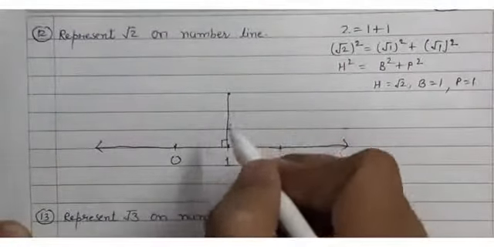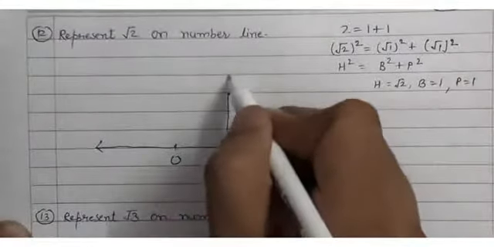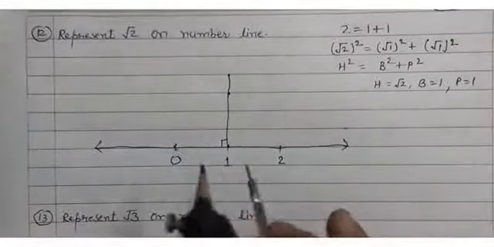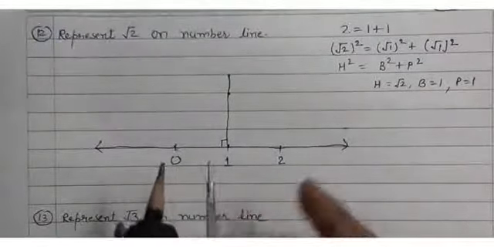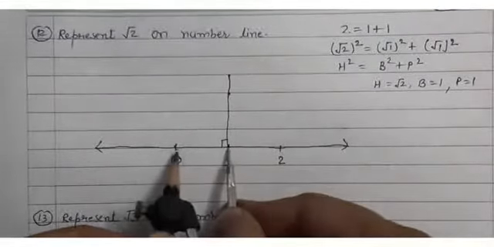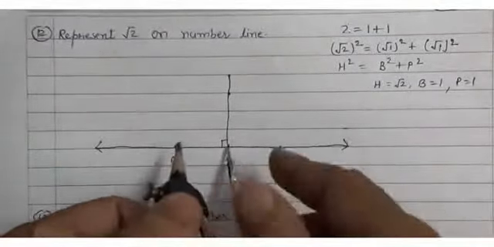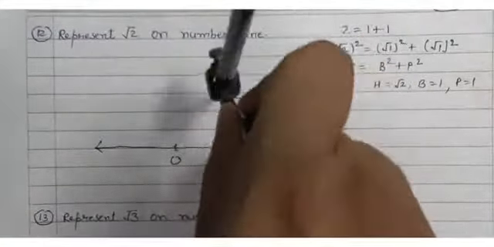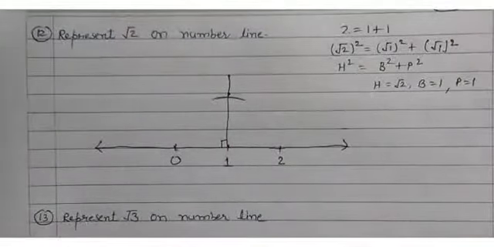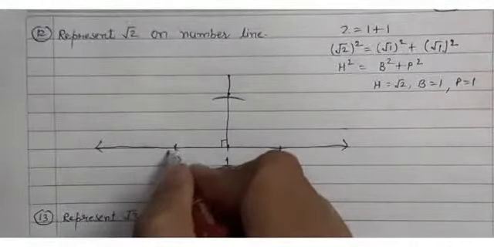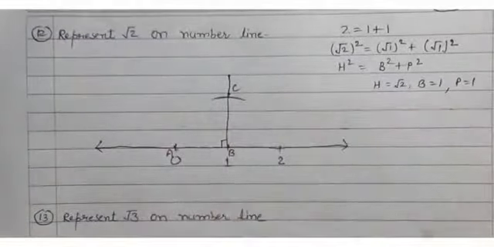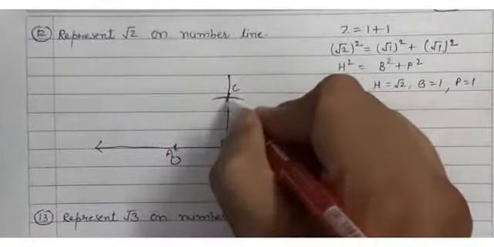Okay, then whatever is 1 inch here, like this, this is my 1 unit. I am measuring with help of compass. From here to here I am measuring it, and the same 1 unit I am cutting from here. Okay. If this is your A point, this is your B point, I am marking C point here. Okay, this is your point C.